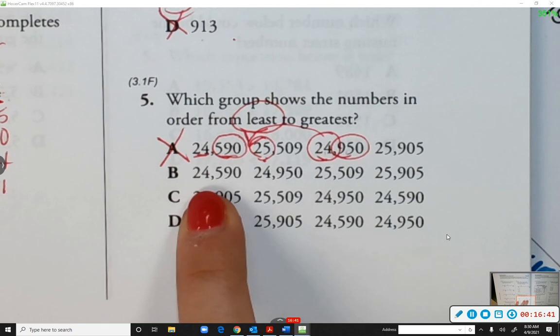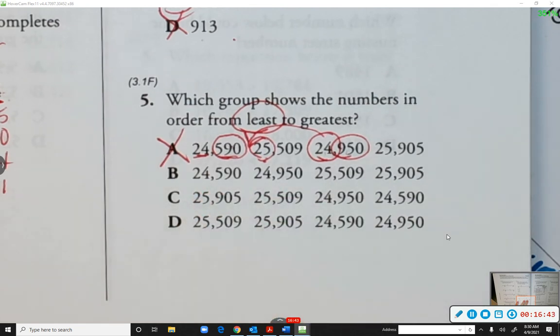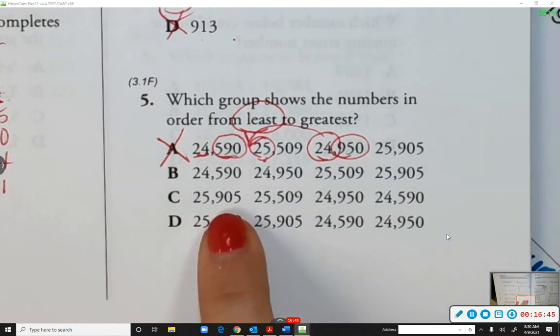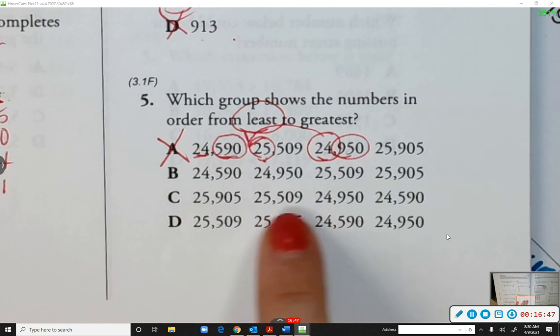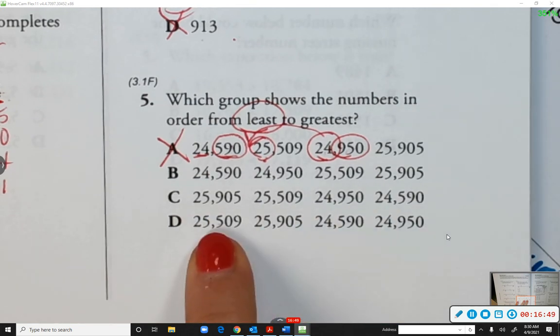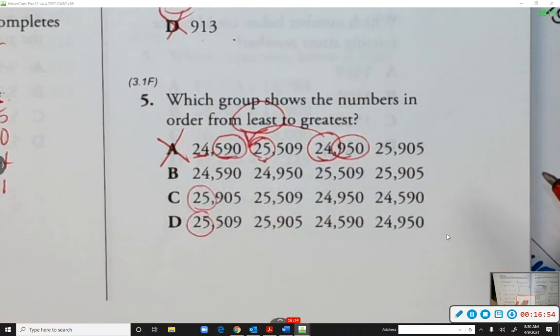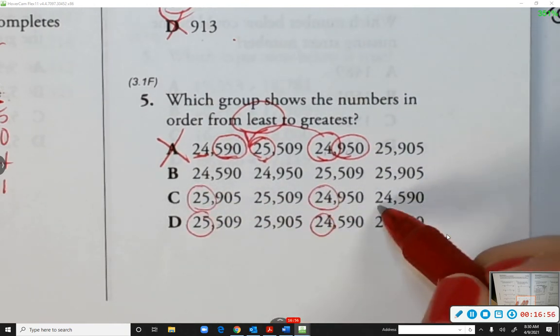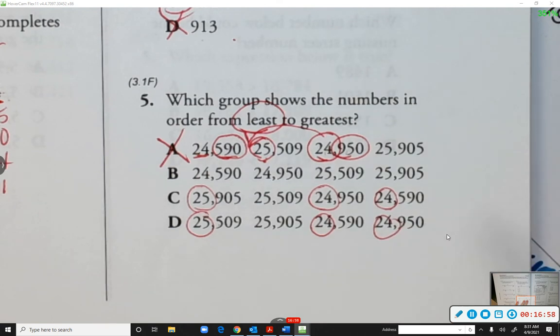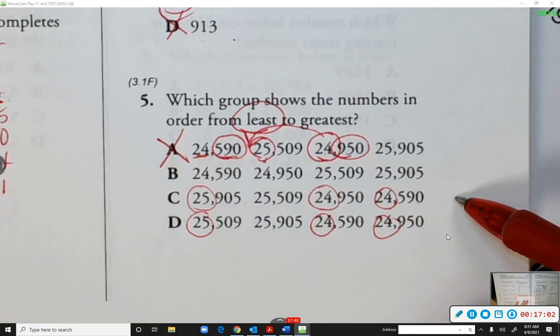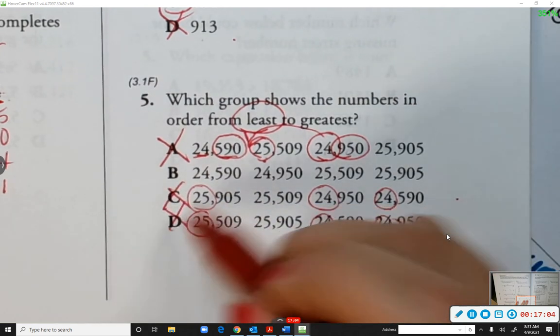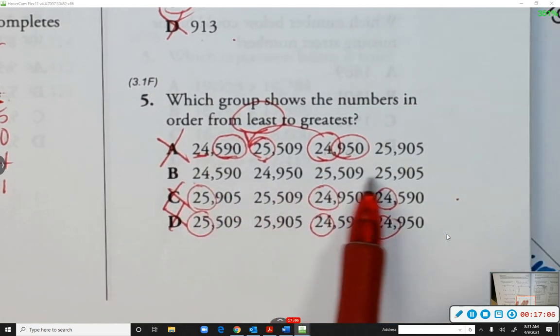B. Does it have the least in front still? Yes. What about C? No. D? No. Okay? Because we have a 25 in front, and then we have 24s back here. Okay? 25 should be at the end, right, Bryson? Because 25,000 is greater. Okay? So B should have been your correct answer.